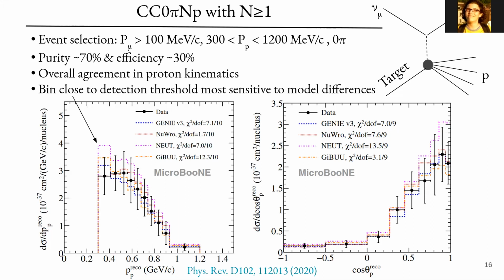And in the results that have been included at the bottom of this slide, as a function of the proton kinematics, for the momentum on the left and for the angular distribution on the right, you can see that we have an overall good data Monte Carlo agreement. However, at this point, I would like to highlight once again that with our liquid argon TPC technology, we can push the proton detection thresholds to even lower limits, and on top of that, the bin which is closer to this detection threshold is actually the one which is most sensitive to the model differences.